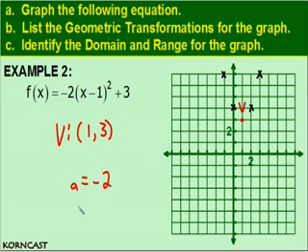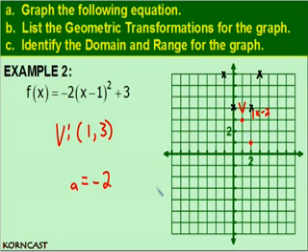However, that a value changes everything. I know that instead of going over 1 up 1, I'm going to have to take this value of 1 and multiply it by -2. So 1 times -2 is -2. So instead of going over 1 up 1, I'm going to go over 1 down 2. And that's what that a value does to my particular graph.